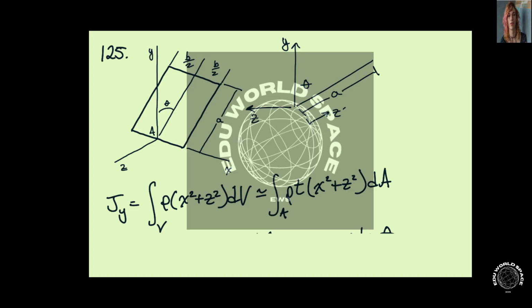Is the plate like this, or is the plate like this? It's not really clear which way it is, but if it were thick, it would make a difference, obviously. But because it's thin, it's not going to make a difference. So we can use V equals T dA. So now we have an area integral.